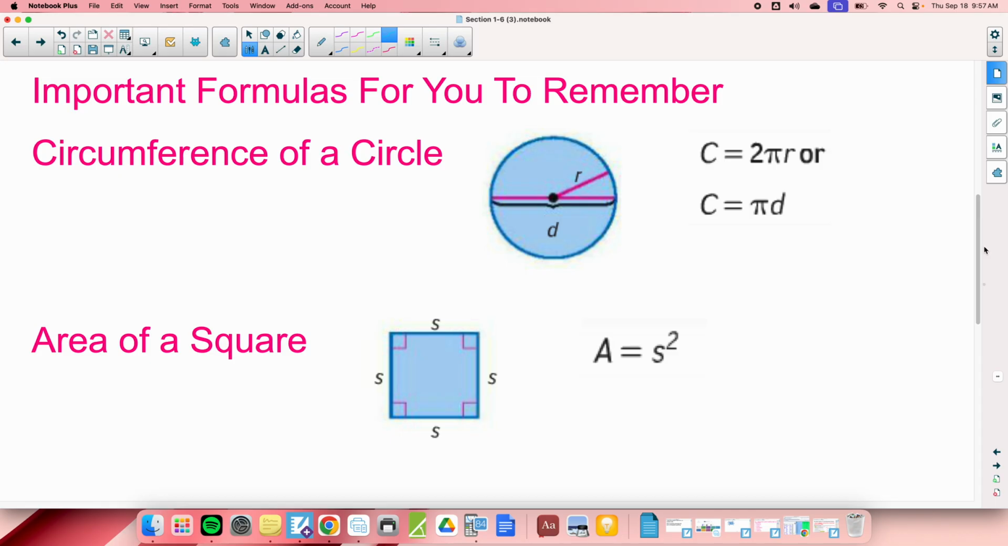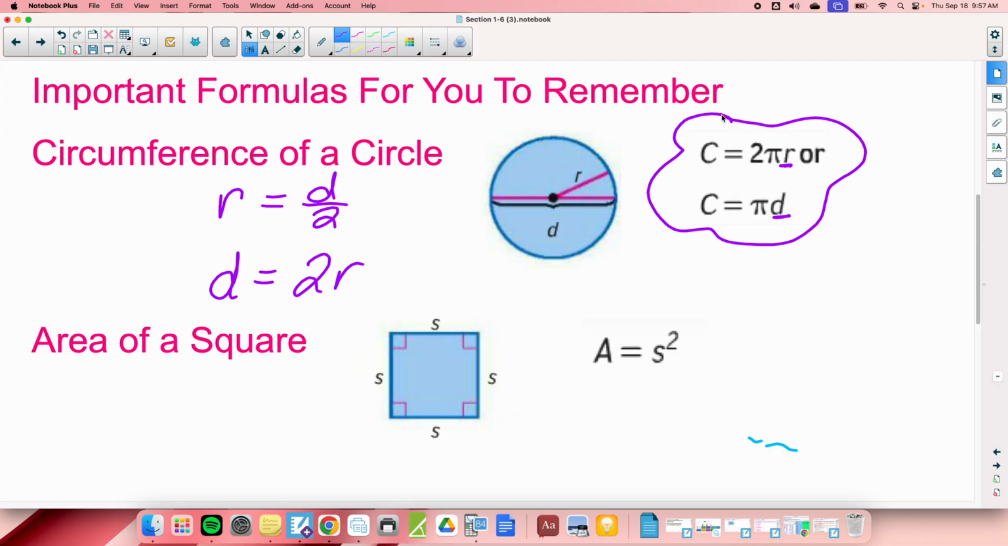So here are formulas, okay? In the first one, they talk about a circle. Do you guys know that if you are given the diameter and you want to find the radius, you divide by 2? And if you're given the radius and you want to find the diameter, you multiply by 2, okay? So as far as which of these formulas we would use, it depends what we're given. If we're given the radius, we use that. If we're given the diameter, we use that, okay?